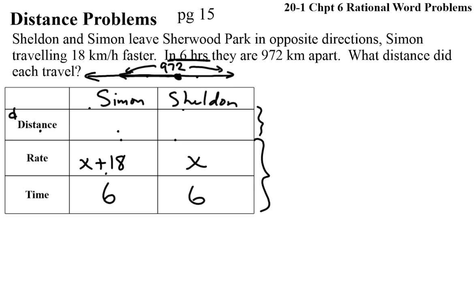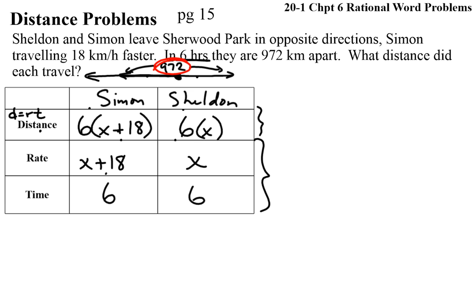What do we know about distance? Well, distance is rate times time. So this time, what do I put into this box? Well, distance will be 6 hours at X plus 18 kilometers per hour. That's how far Simon will have traveled. How far will Sheldon have traveled? 6 hours at X kilometers per hour. Our chart's filled in. What's the piece of information we haven't actually used in the chart yet?